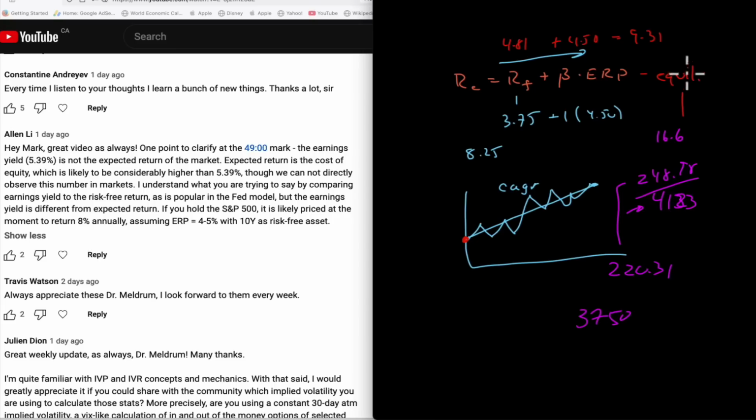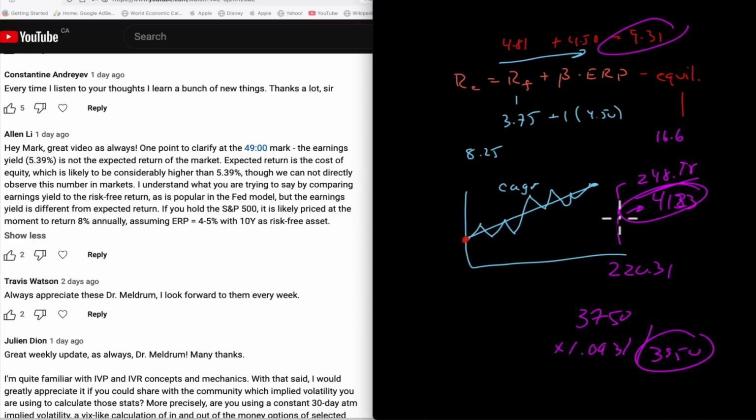So that, assuming 16.6, puts us somewhere around 37.50. And then if you use your 9.31, a one-period model, times 1.0931, you get somewhere around 39.50. Right, and we are not at 39.50.